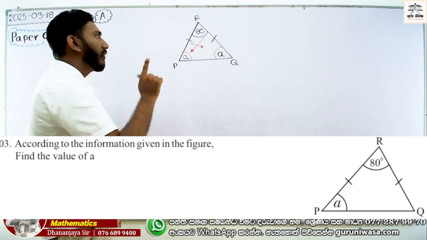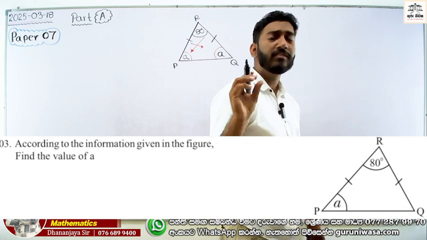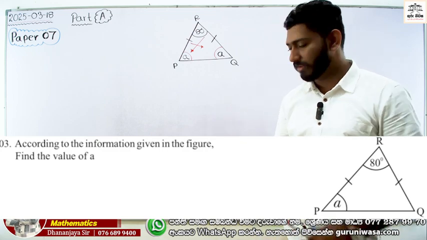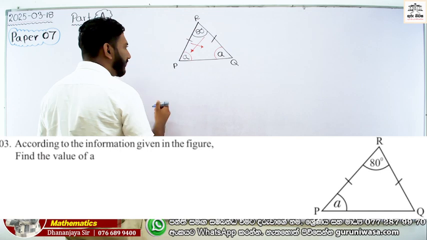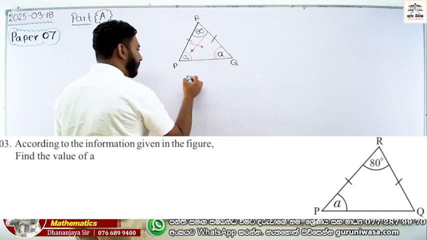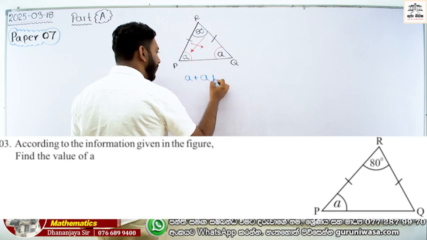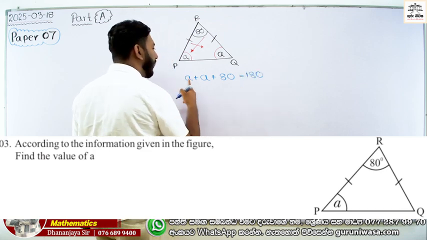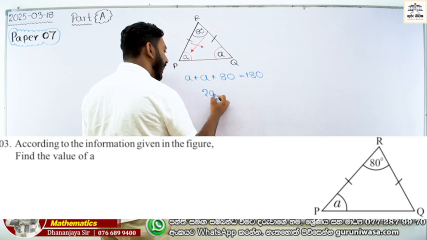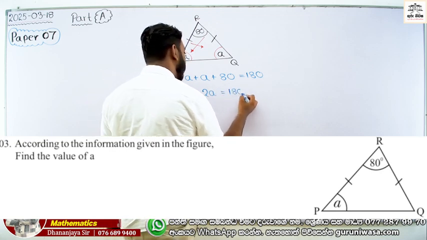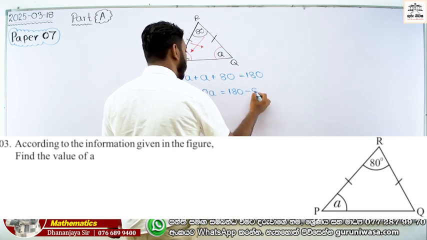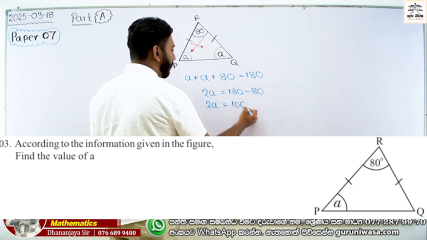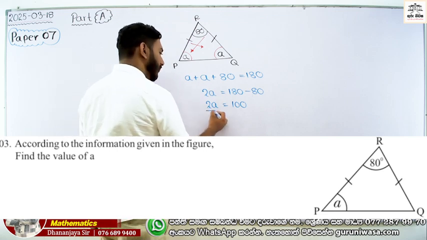What's the theorem? You know the sum of the three interior angles in a triangle is 180 degrees. Now you can write the equation like this: a plus a plus 80 equals 180. Now a and a becomes 2a, and plus 80 goes to the other side and it's minus. Subtract from 180. Now the answer becomes 2a equals 100. Finally, you can divide by the 2, right?